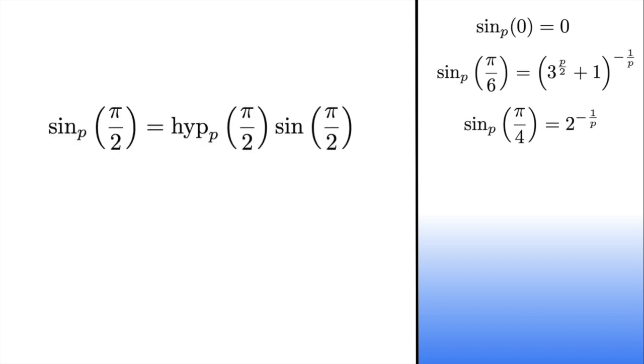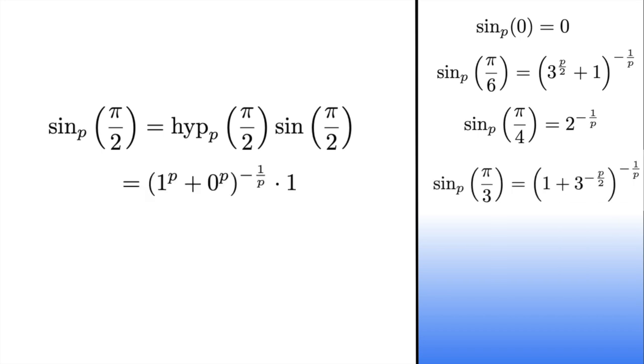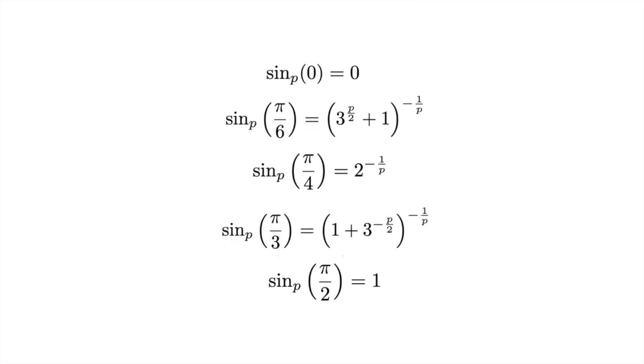And finally, another easy one, sine base p of pi over 2. Height base p of pi over 2 is 1, and sine of pi over 2 is 1, so sine base p of pi over 2 is 1. Great! So these are our first quadrant unit squircle values for sine base p.